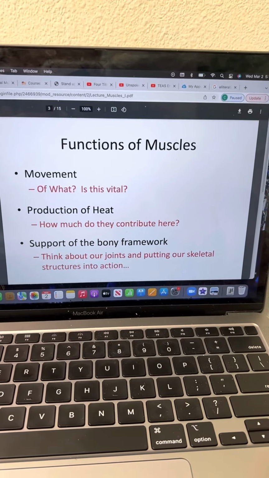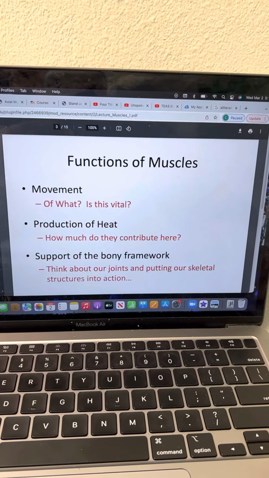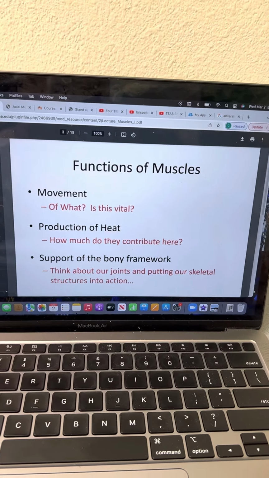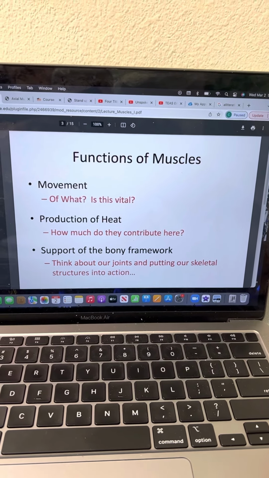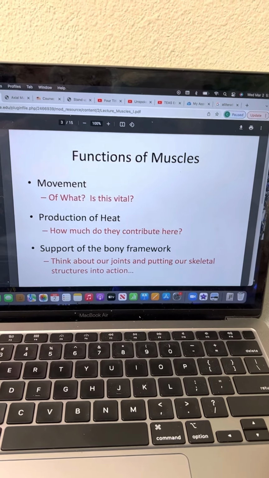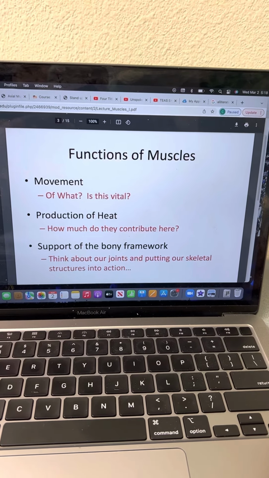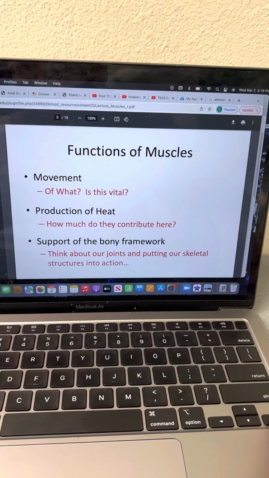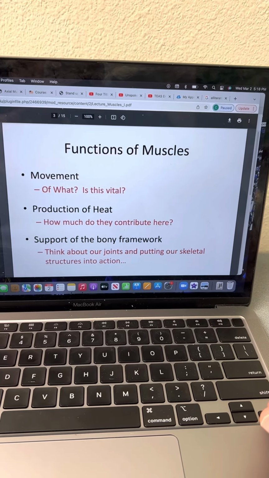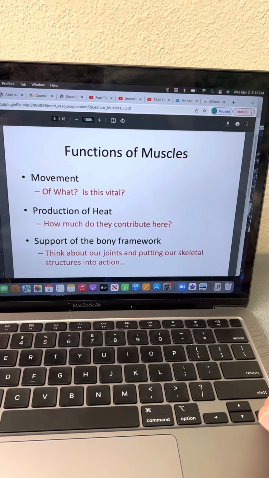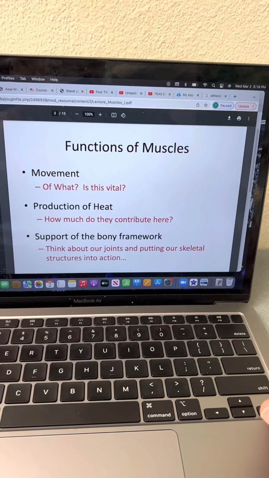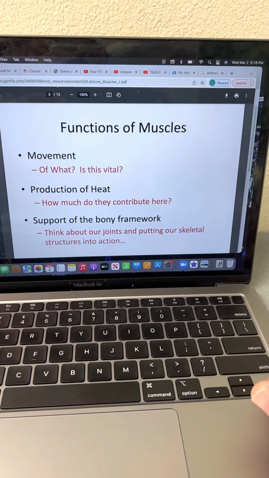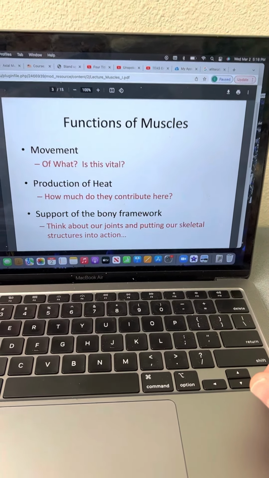Functions of muscle: movement of the skeleton, production of heat, which is significant, and support of the bony framework. Think about your joints and putting our skeletal structures into action.